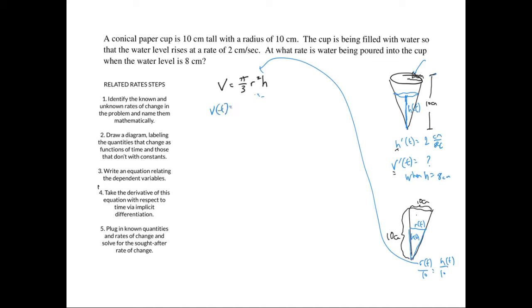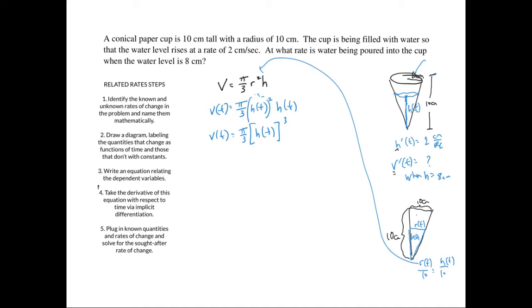and remember I wanted to have h and v, so I want to get rid of this r. So I'm going to replace the r that's here with h of t squared, and then this is also h of t. So if I were to simplify that, this would give me v of t is pi over 3 times h of t cubed. So this is the formula I'm going to implicitly differentiate. I'm going to use the chain rule for this.